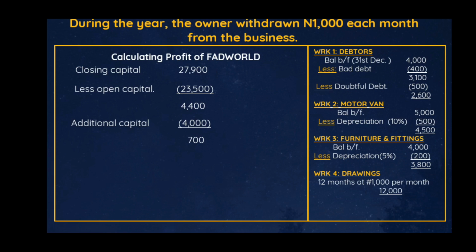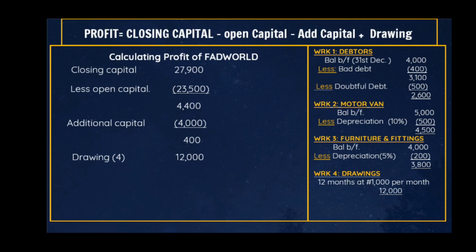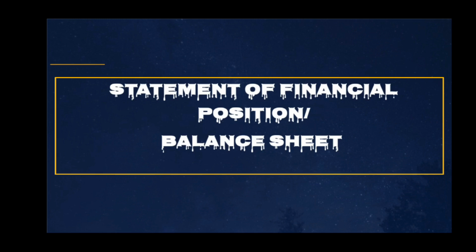And under the formula we say add drawing. So that means 400 naira plus drawing, 12,000 naira. If we add everything together, it's going to give us 12,400 naira, which means the value of the profit for the year is 12,400 naira. So now let's prepare the statement of financial position.